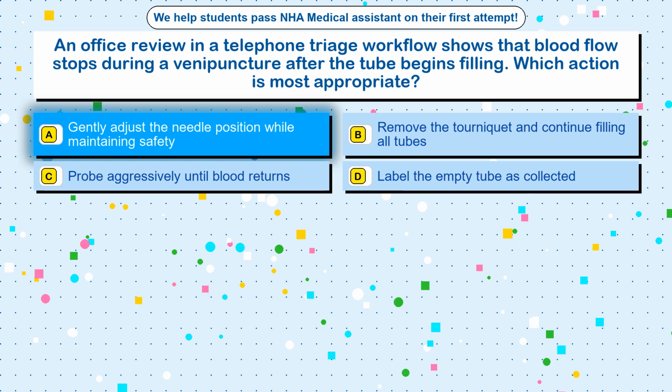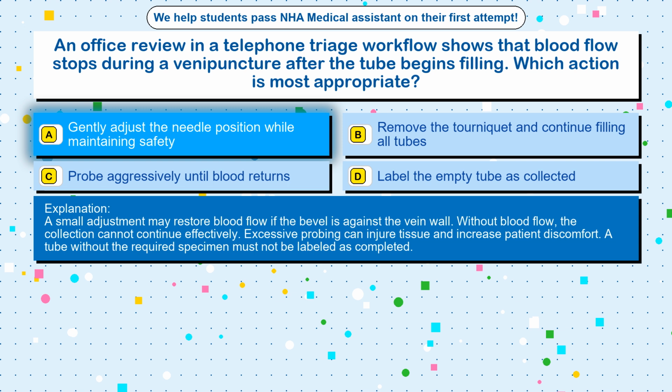The correct answer is option A. Gently adjust the needle position while maintaining safety. A small adjustment may restore blood flow if the bevel is against the vein wall. Without blood flow, the collection cannot continue effectively. Excessive probing can injure tissue and increase patient discomfort. A tube without the required specimen must not be labeled as completed.